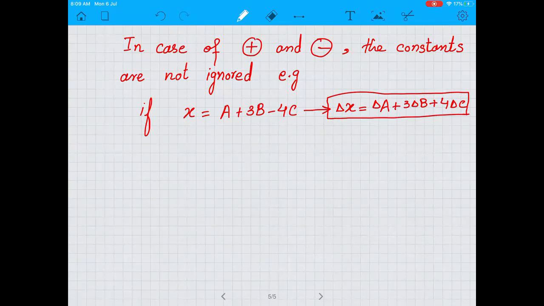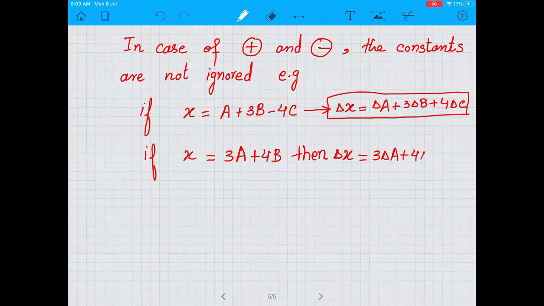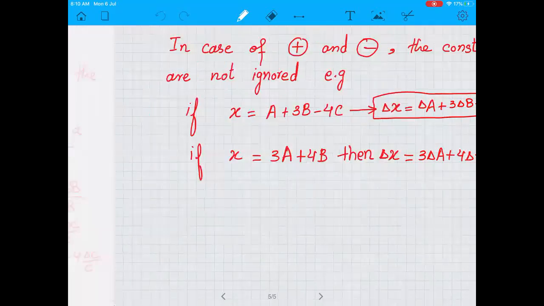Now let's suppose you have x is equal to 3a plus 4b. Then the formula for uncertainty would become absolute uncertainty in x will be equal to 3 times absolute uncertainty in a plus 4 times absolute uncertainty in b. So these are the rules for uncertainty calculation. Let's go for a quick revision.